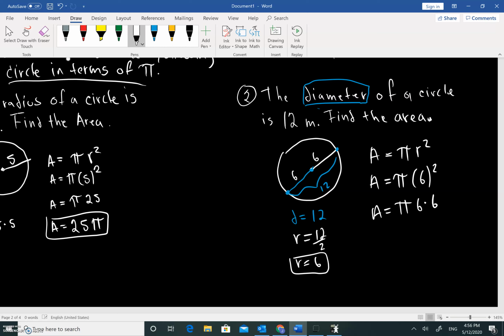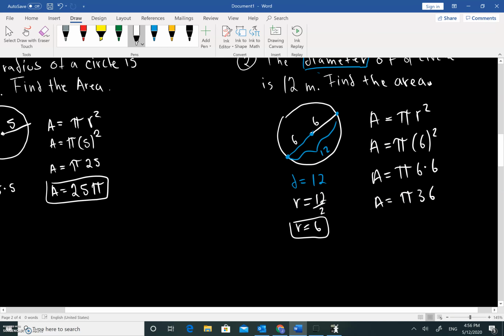So 6 times 6, that's what square means. So in reality, the answer is pi 36. Or if you have a calculator, you can just put 6 squared the way that we have it here, and you should get 36 as well. And now you move it to the left because we leave it in terms of pi. So our answer is 36 pi.